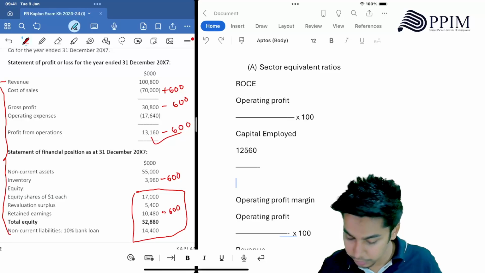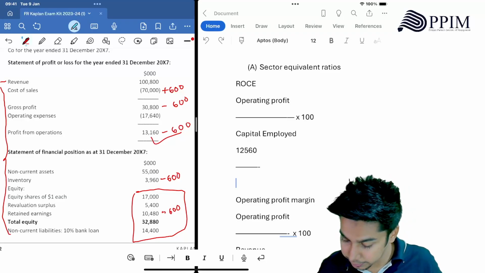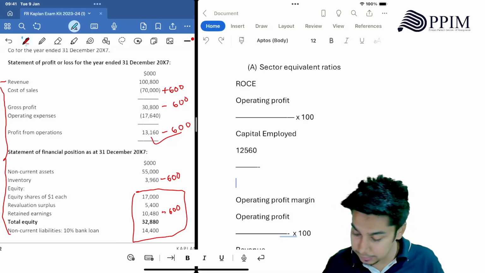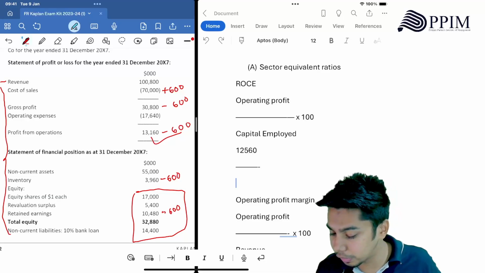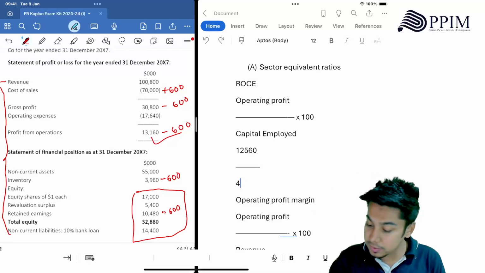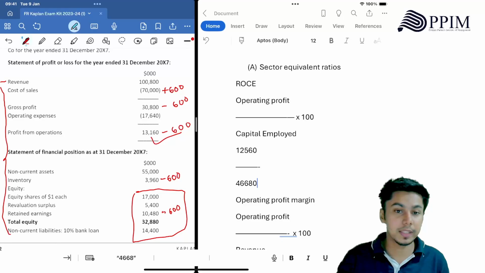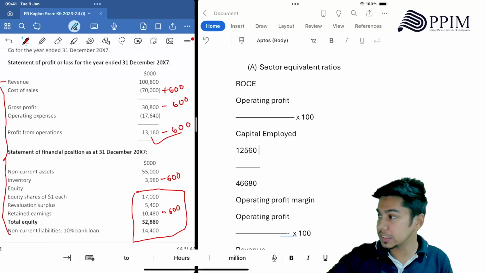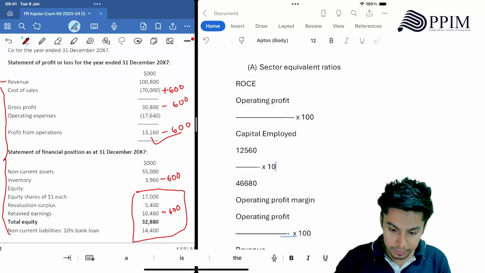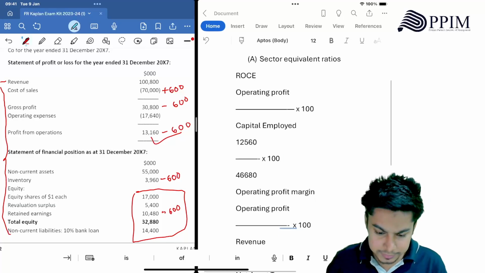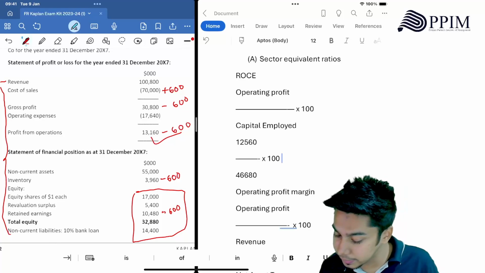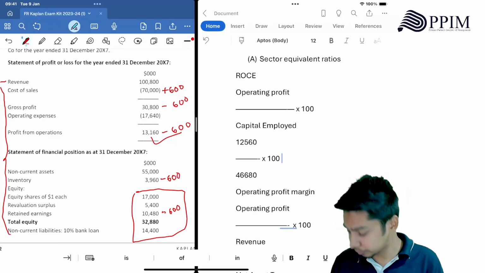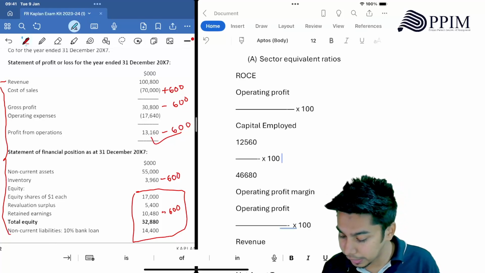17,000 plus 5,400 plus 10,480 minus 600. They have given the answer, no? 32,880. Plus 14,400. So the answer, 46,680. Are all of you okay with that part? If any of my calculations are wrong, please let me know. Into 100. Let's check that answer: 12,560 divided by 46,680. Yeah, I'll explain that one into 100.